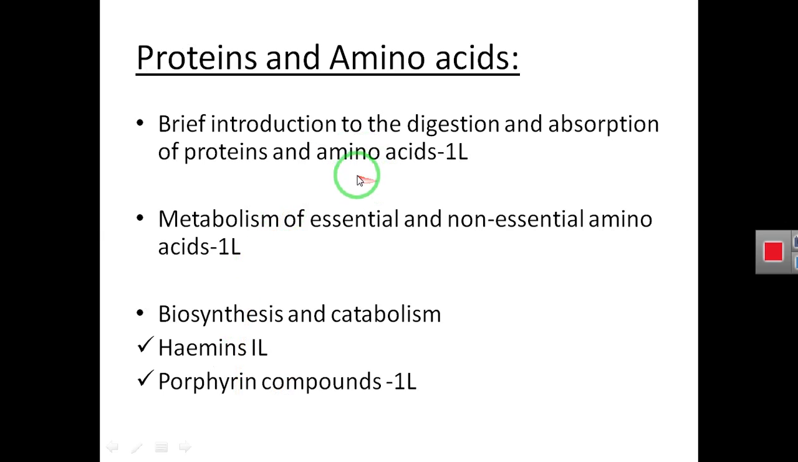Then we will be moving towards the metabolism of protein and amino acid, and would first be studying the introduction of absorption and digestion of amino acid and protein in one lecture. Then we will complete metabolism of essential and non-essential amino acid in one lecture, and then biosynthesis and catabolism of pyrimidines in one lecture, and porphyrin compounds in one lecture.